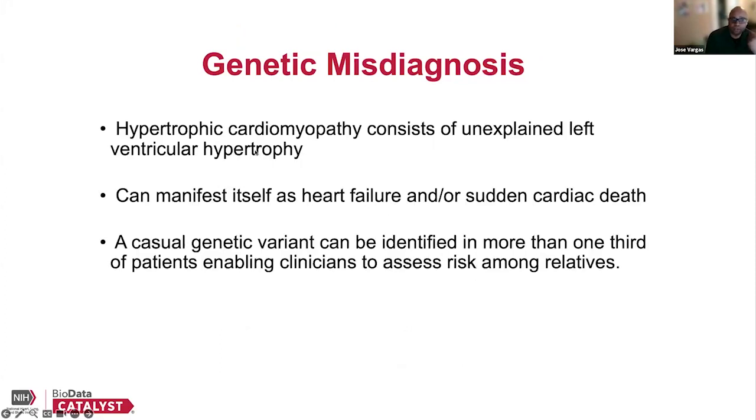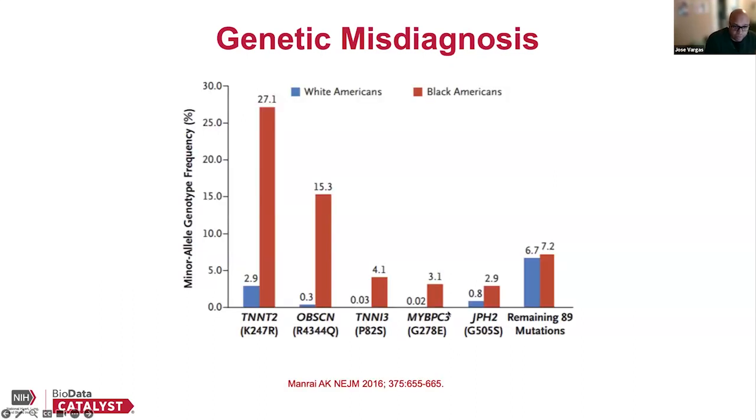So as I mentioned before, this condition is manifested by unexplained left ventricular hypertrophy, and it can lead to heart failure, sudden cardiac death, and a causal genetic variant can be identified in more than 1/3 of patients. And then that really allows clinicians the possibility to risk stratify among relatives. However, this study at the Brigham, published in the New England Journal of Medicine in 2016, really shows the difference in prevalence of pathogenic variants based on ethnicity.